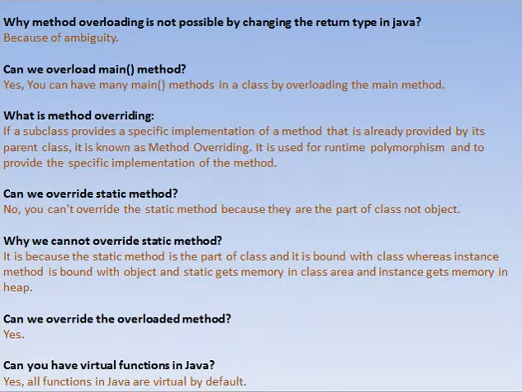Why can we not override static method? It is because the static method is the part of class and it is bound with class whereas instance method is bound with object, and static gets memory in class area and instance gets memory in heap. Can we override the overloaded method? Yes. Can you have virtual functions in Java? Yes, all functions in Java are virtual by default.